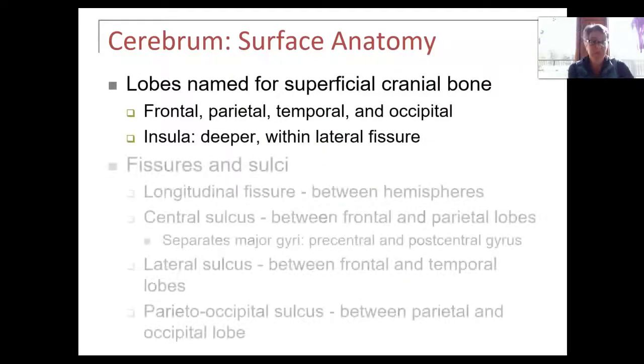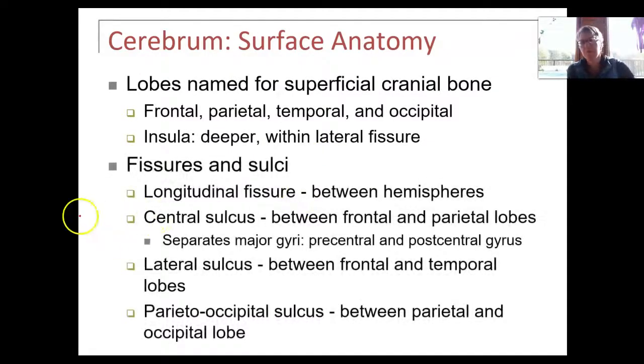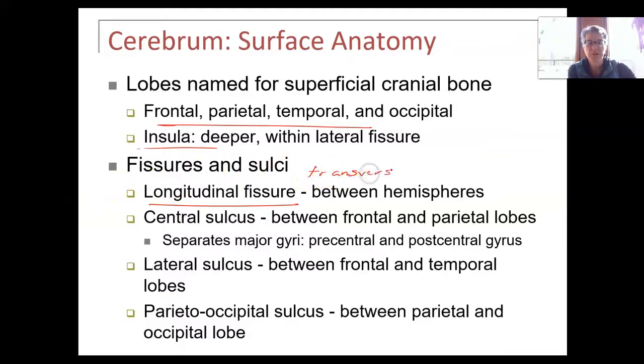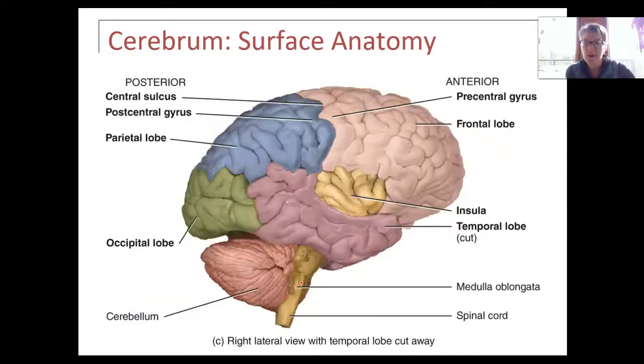Okay, lobes are named for the bones that are above them. So like we said, we had the frontal lobe, the parietal, the temporal, the occipital, and then we had the insula. Oh, and we talked about all of these fissures. There's the longitudinal fissure, and there's the transverse fissure, but the transverse fissure isn't part of the cerebrum. The central sulcus separating the frontal and parietal lobes. There's a lateral sulcus between frontal and temporal, and then this other sulcus I'll never talk about.